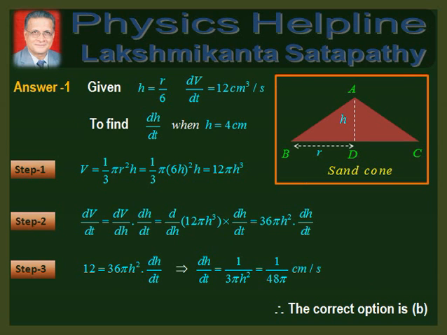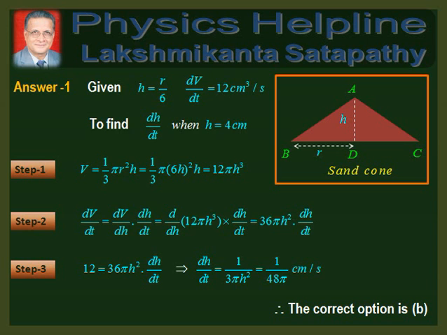First, let us solve the problem in question 1. Consider a sand cone as shown in the figure. Let us assume that the height of the cone AD is equal to h and the radius of its base BD is equal to r. It is given in the question that h is equal to r by 6, which implies r is equal to 6h. Now, sand is pouring at the rate of 12 cubic centimeters per second.